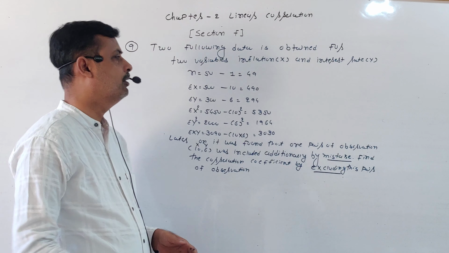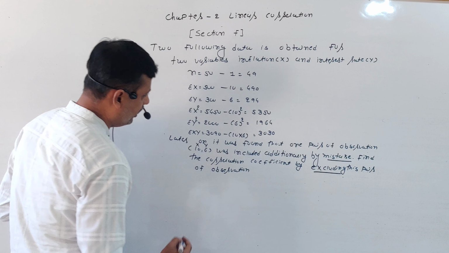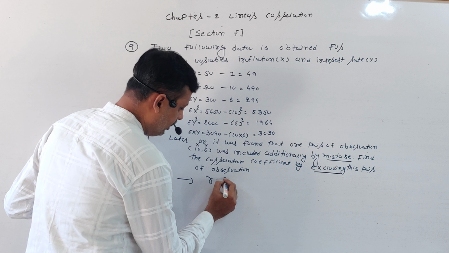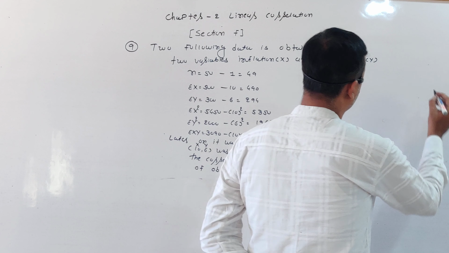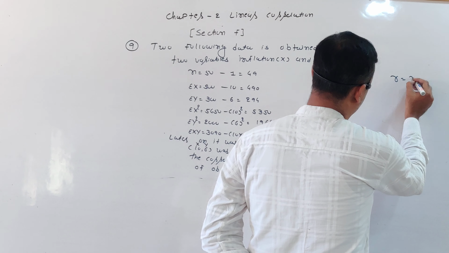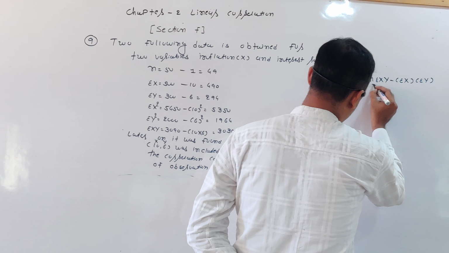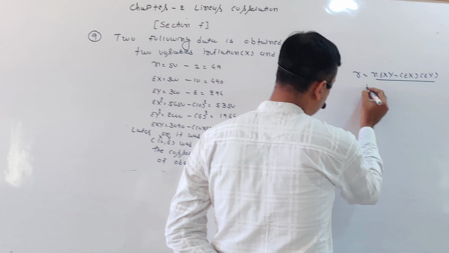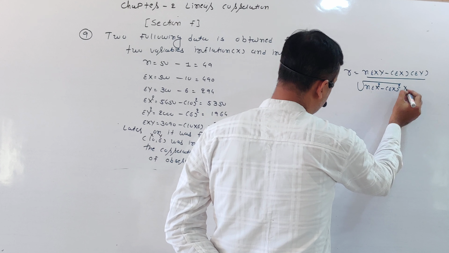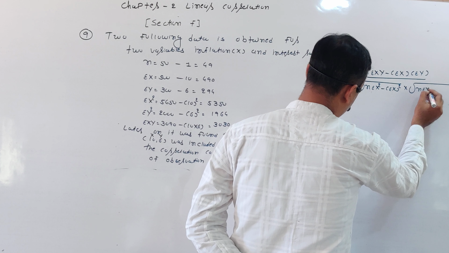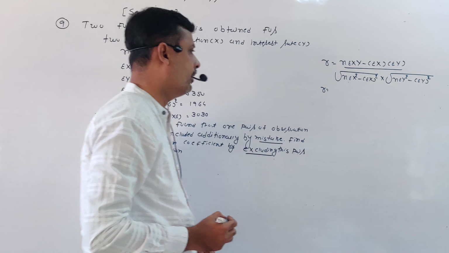Now I apply the formula, so concentrate here. The main formula: r is equal to n sigma xy minus sigma x into sigma y, upon under root of n sigma x square minus sigma x whole square, into n sigma y square minus sigma y whole square.